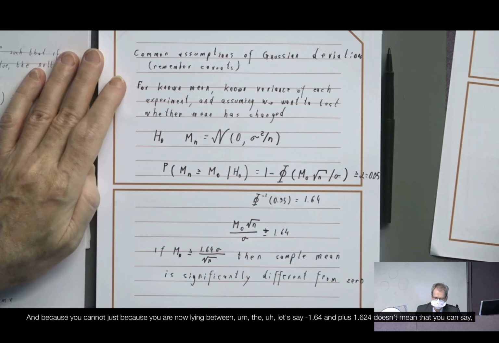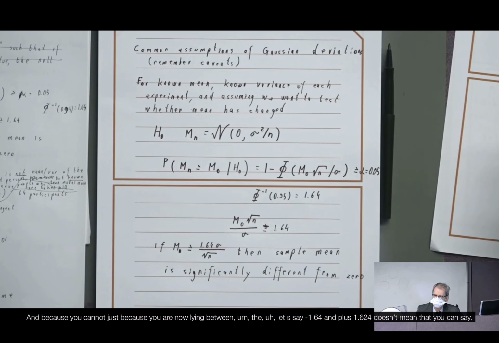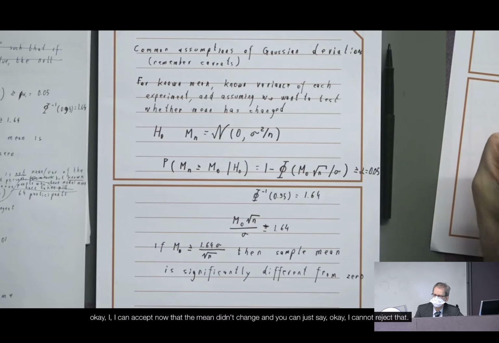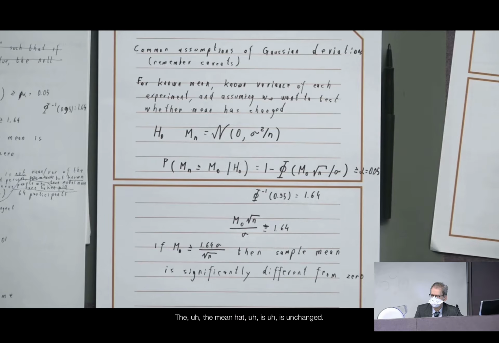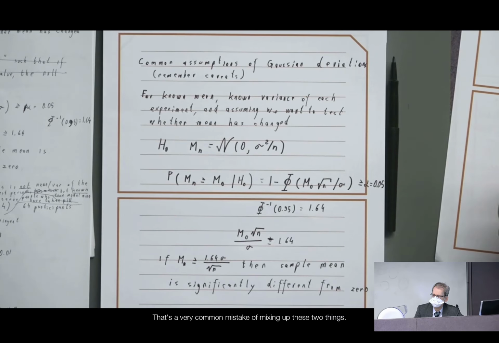Just because you are now lying between, let's say, minus 1.64 and plus 1.64, doesn't mean that you can say, okay, I can accept now that the mean didn't change. You can just say, okay, I cannot reject that the mean is unchanged. That's a very common mistake of mixing up these two things.